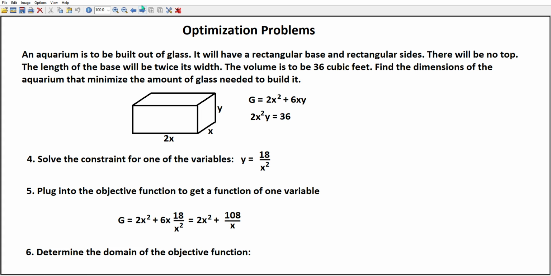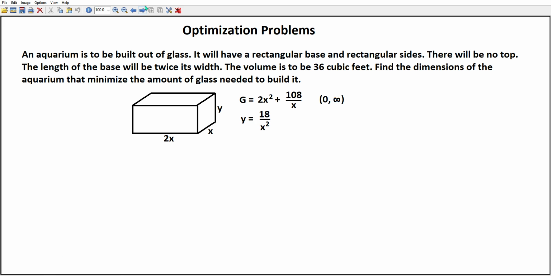These are the values of x that make any sense in the problem. And pretty clearly x can't be negative, but it also can't be 0, because then we would have an aquarium of volume 0, which is not 36. But pretty much any positive x will allow us to make an aquarium with the right volume by making this choice for y. So our domain is actually (0, infinity).